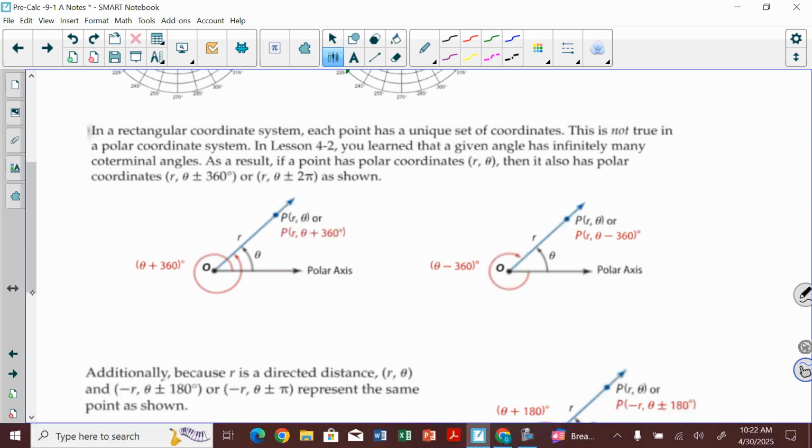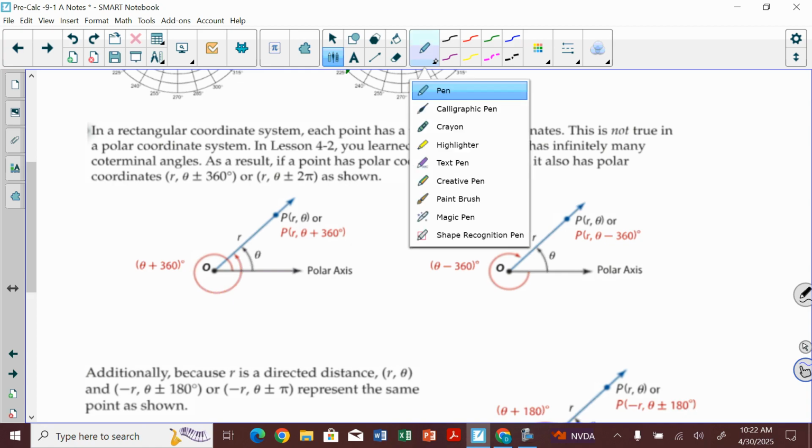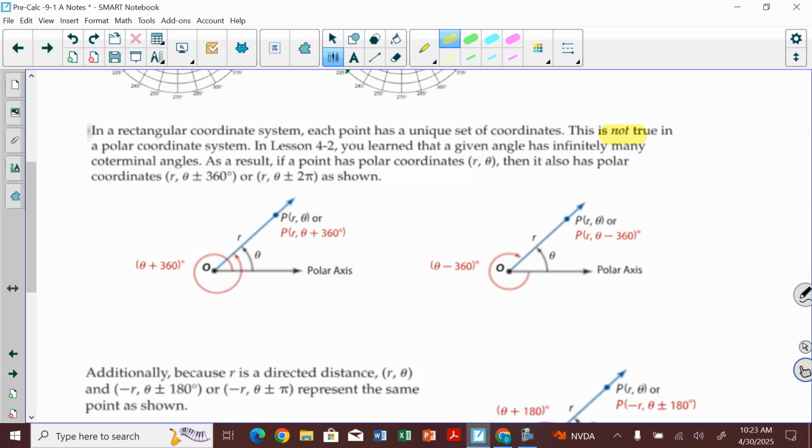Okay. All right. The next stuff here, we can read through this really quick. In a rectangular coordinate system, each point has a unique set of coordinates. That's not necessarily true in a polar coordinate system, right? So we have that rectangular one. That's our basic one. You know that each point has an x and y. It's not necessarily the case here in polar coordinates. So we remember back in chapter 4, we talked about how the given angle has infinitely many coterminal angles, right? If you keep going around in a circle, you'd get to the same point. Every time you repeat it in the circle, you'd be at that point, right?